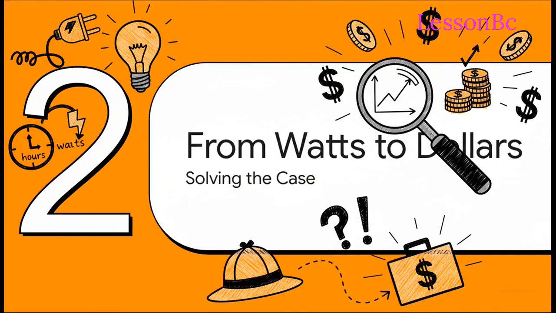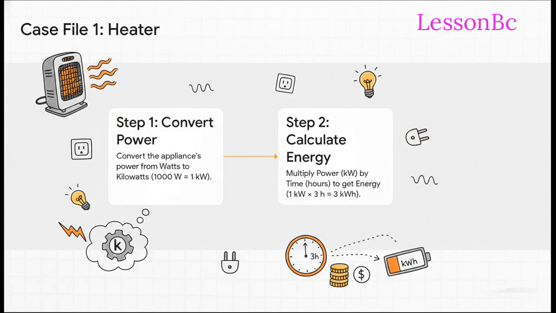In this section, we're going to take everything we know about watts and hours and turn it directly into dollars and cents. This is where we solve the case. So let's open our first case file, that 1,000-watt heater. Let's say you run it for 3 hours on a cold morning. It's a really simple two-step process.